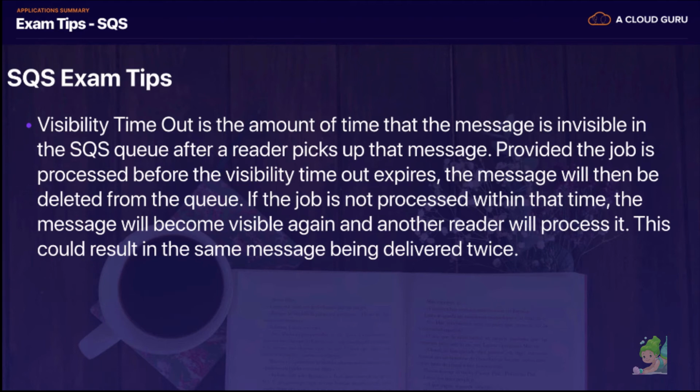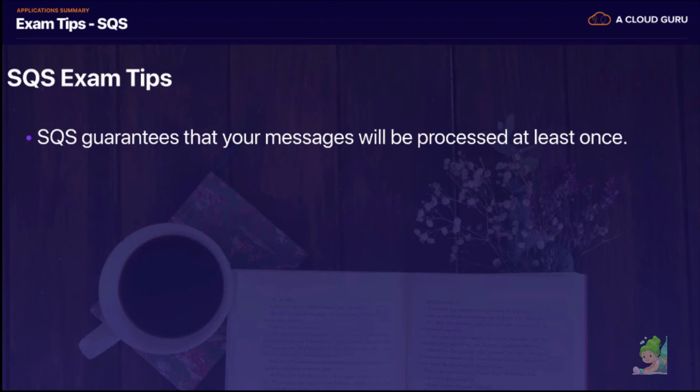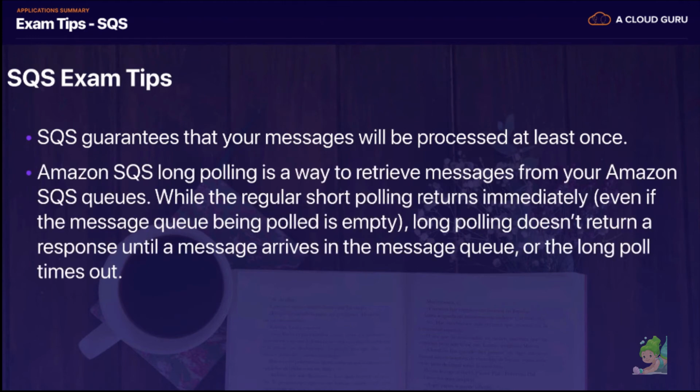So if you are getting the same message being delivered twice and this is the root cause, you may want to increase your visibility timeout just to give your EC2 instances that little bit of extra time to process the message. And just remember that the visibility timeout maximum is 12 hours. Also remember that SQS guarantees your messages will be processed at least once. And then long polling is a way to retrieve messages from your SQS queues.